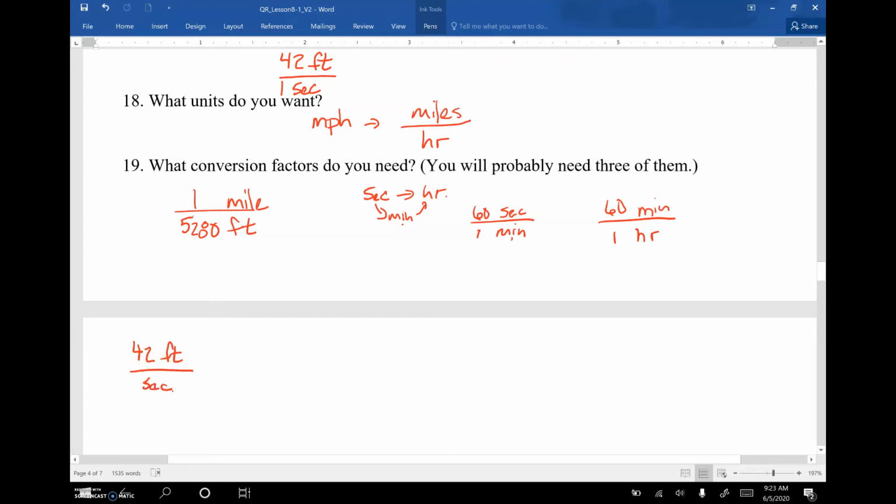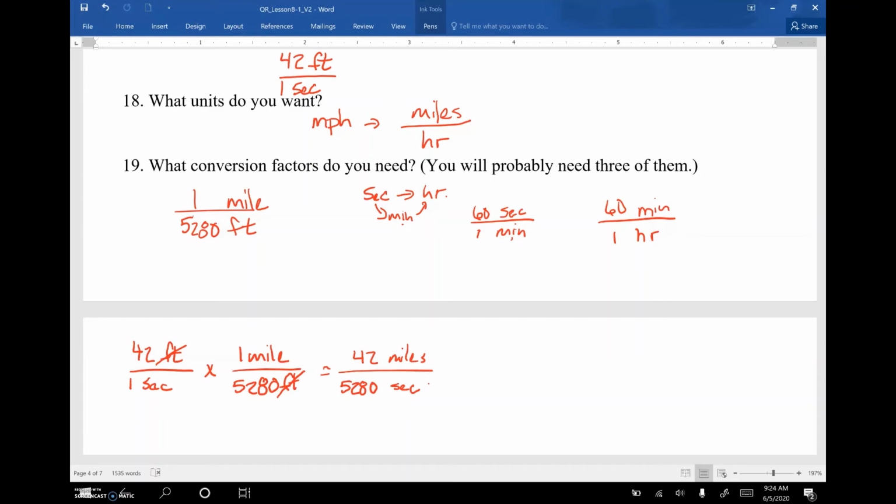And let's get rid of one of these units. It doesn't matter which one. Let's get rid of the feet first. So we said that this is our conversion factor. So 1 mile over 5,280 feet. Feet on top cancel out with feet on bottom. Okay, top times top, bottom times bottom. So now I've got 42 miles on top over 5,280 seconds on bottom. And so now I've got 42 miles over 5,280 seconds.